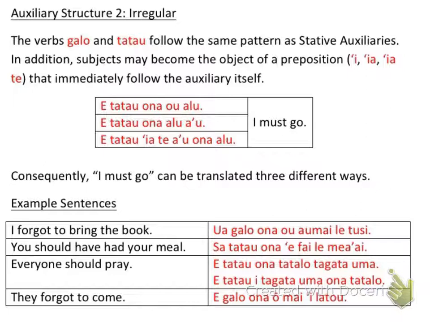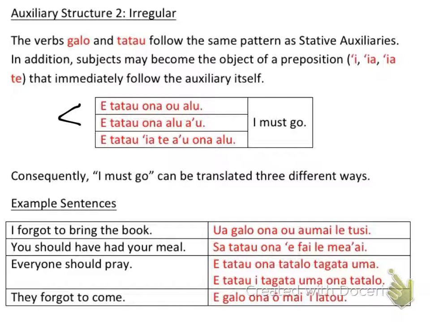So we're talking about the verbs ngalo and tatao in this, and these follow the same patterns as stative auxiliaries, okay? But there is an addition: subjects may become the object of the preposition. So the prepositions that might occur are these things, I, ya, or yate, and they may immediately follow the auxiliary itself. So in this case, when I have ngalo and tatao, I can have it these two ways.